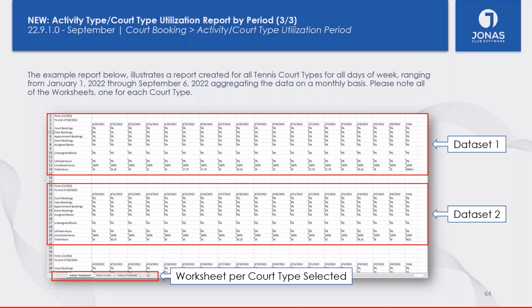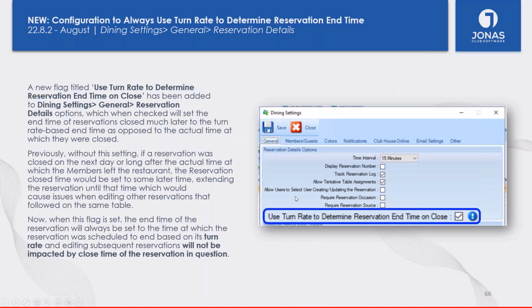So whatever way you want to slice and dice the data, you have the raw data with which to do it. Moving along to dining reservations, we added a new setting to allow you to use the turn rate to determine the reservation end time when the reservation is closed. What we saw was a number of clubs seating reservations through dining and then not necessarily closing that chit on the same day. So perhaps the next morning, someone's going through and closing out all the open chits.